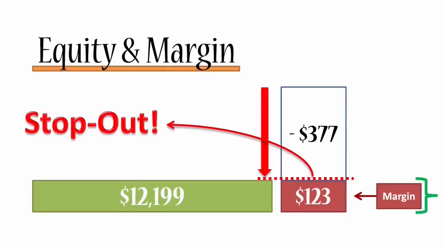And another thing you should be aware of is that sometimes there'll also be a margin call. So a margin call normally occurs before a stop out, and it's a warning from the broker telling you that you're getting very close to the stop out level and you should intervene and do something about it.